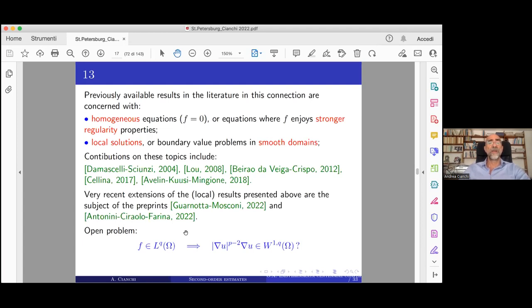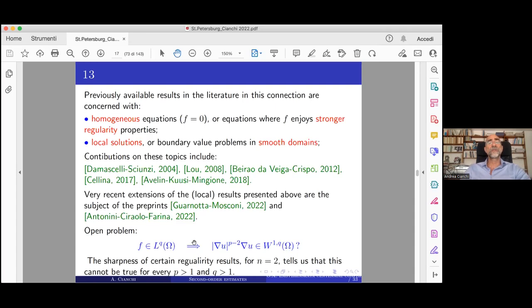Of course, a main open problem is whether a similar result holds for right-hand side in L^q. So is it true that if f is in L^q, then this nonlinear expression is in W^{1,q}? These kinds of results are, of course, true in the linear case. This is well known, and this is true for every q between 1 and infinity, excluding endpoints. But here, nothing seems to be known.